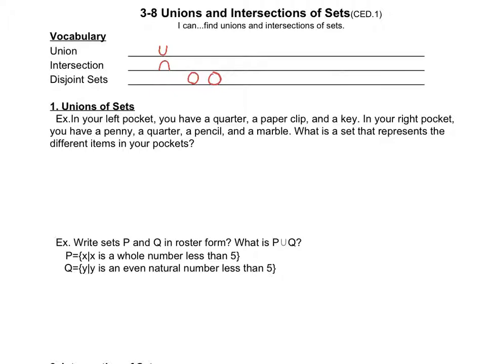If we begin with this first example, in your left pocket you have a quarter, a paper clip, and a key. In your right pocket, you have a penny, a quarter, a pencil, and a marble. What is the set that represents the different items in your pocket?